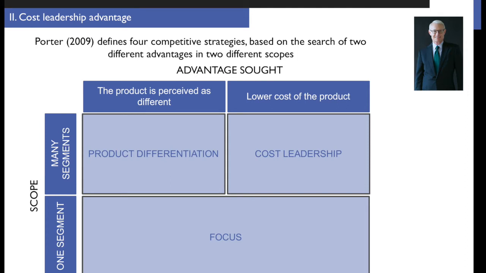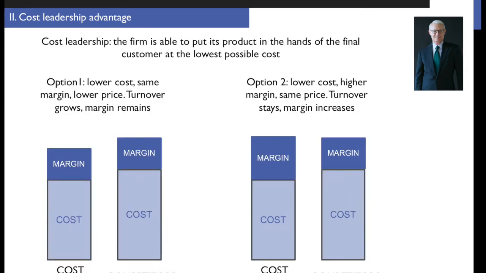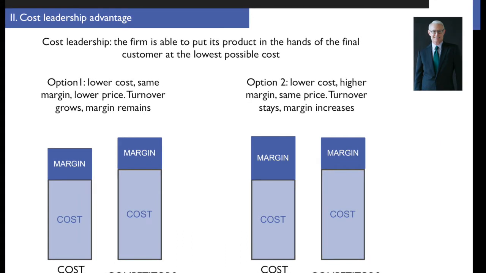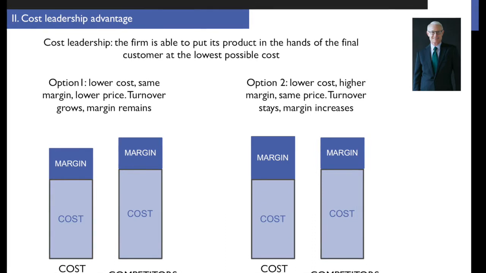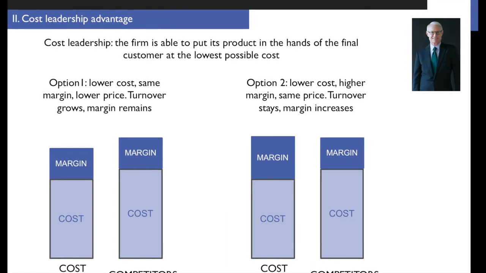Well, let's get deeper into cost leadership advantage. Cost leadership means that the firm is able to put its product in the hands of the final customer at the lowest possible cost. That's the definition I would give about cost leadership. So it's not just about production. It's about being able to handle the product to the final customer. It's also about distribution. It's also about marketing and so on.